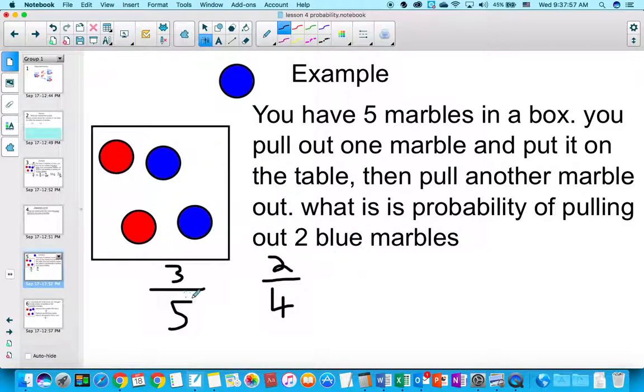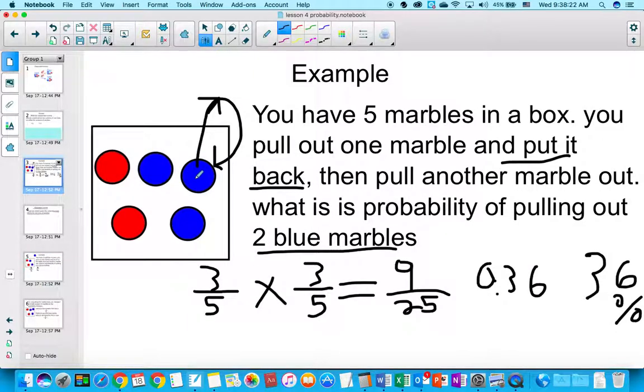Right? So the probability of this one is different than the probability of this one because when we pulled out a blue marble, we changed the probability of getting a blue one again. So the event of the first one changed the probability of the second one. If we look at the previous one, because we put the marble back, the first event that took place didn't change the probability of the second event because the marble came back. So we reset the box.